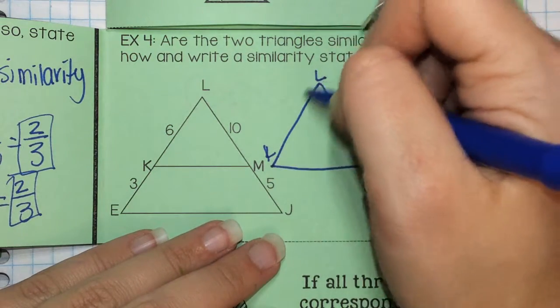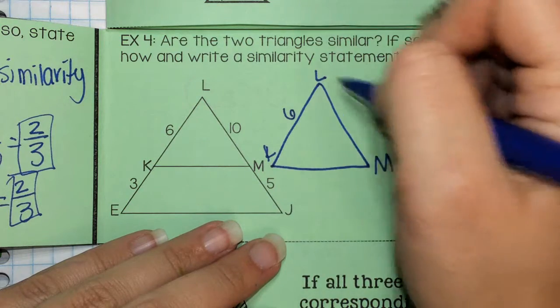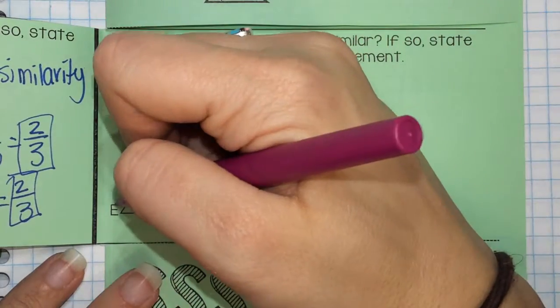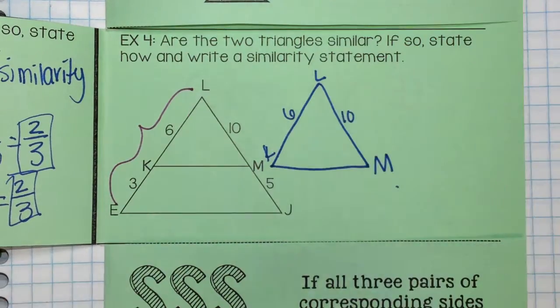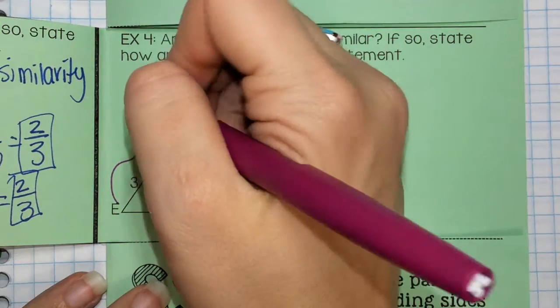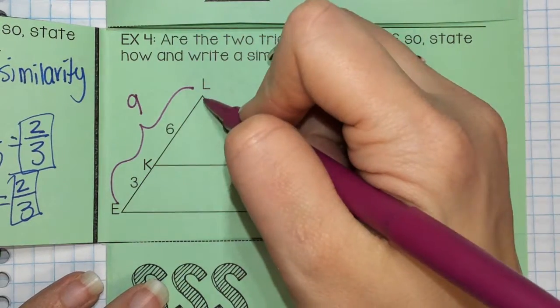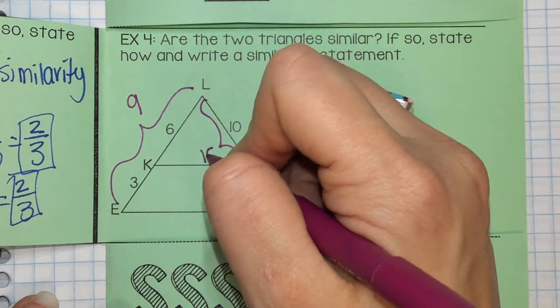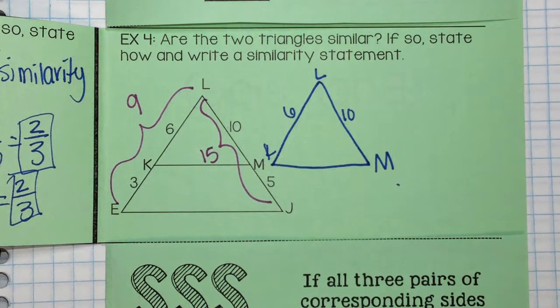Now it tells us that KL is 6 and ML is 10. What is the entire length of LE? How did you get that? You can add 6 plus 3. Okay. What is the entire length of LJ? 15. How did you get that? Add 5 plus 10. Cool.